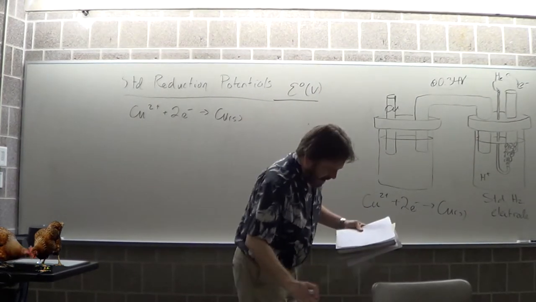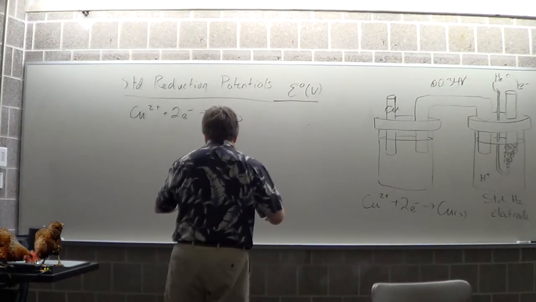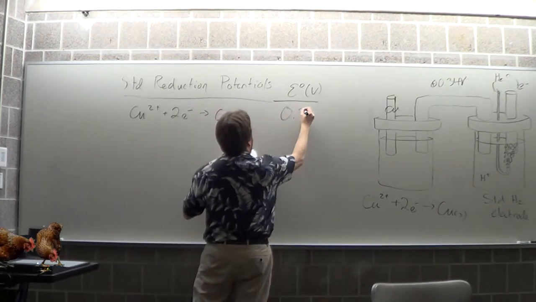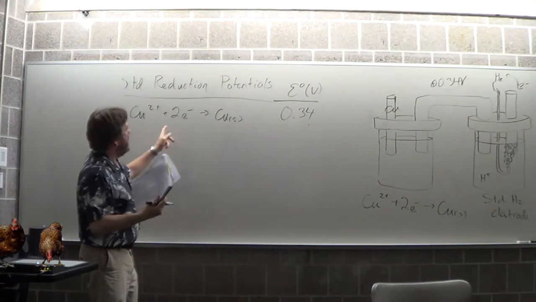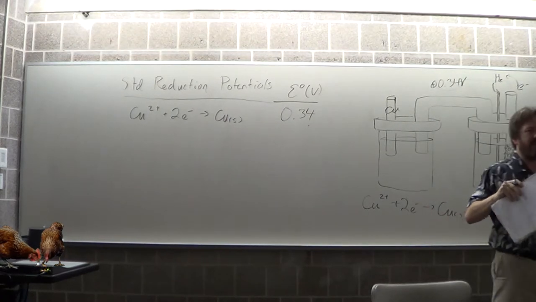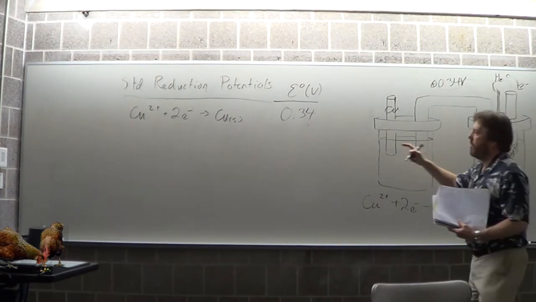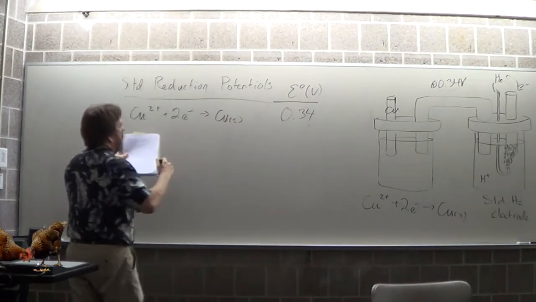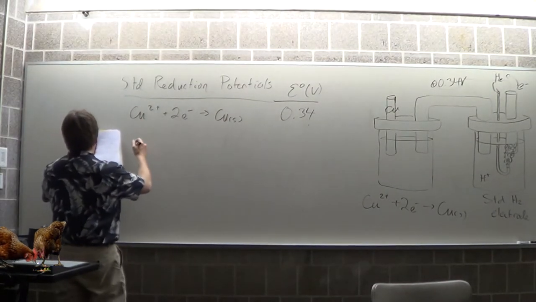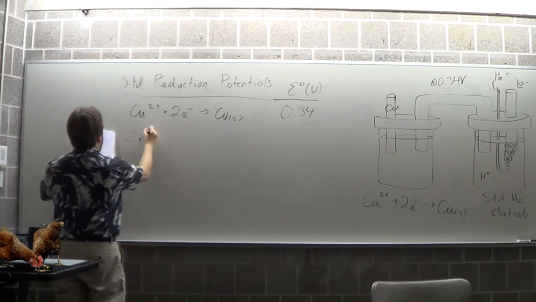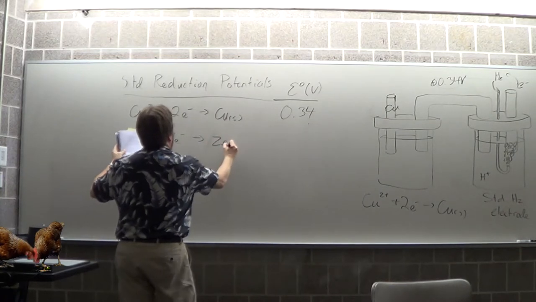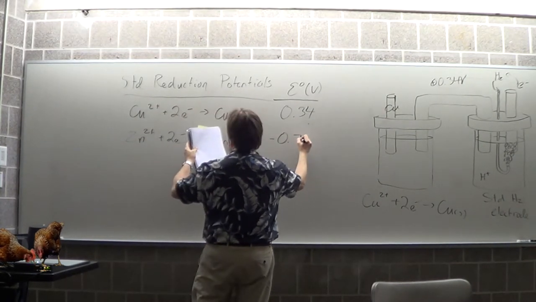And in this case, plus 0.34. Now again, this means that copper actually does want to be reduced, but only compared to the hydrogen electrode. Okay, fine and good. So I could throw this up and say, does this want to be reduced compared to hydrogen? The answer is yes, because it's positive. Let me put up the zinc conjugate. And the answer here is no. That's because the voltage is negative.